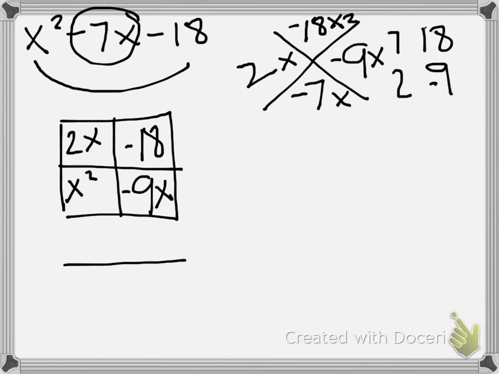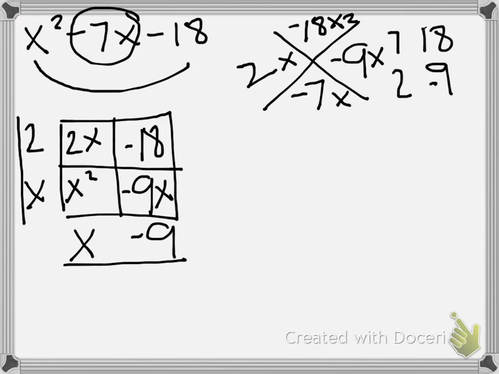And then down below here, and along the side here, I'm going to factor out my greatest common factor. So I'll start with 2x and x squared. My greatest common factor with 2x and x squared is x. I'll go to negative 18 and negative 9. My greatest common factor there is negative 9. Then x squared and negative 9x. My greatest common factor is x. And 2x and negative 18, my greatest common factor is 2.